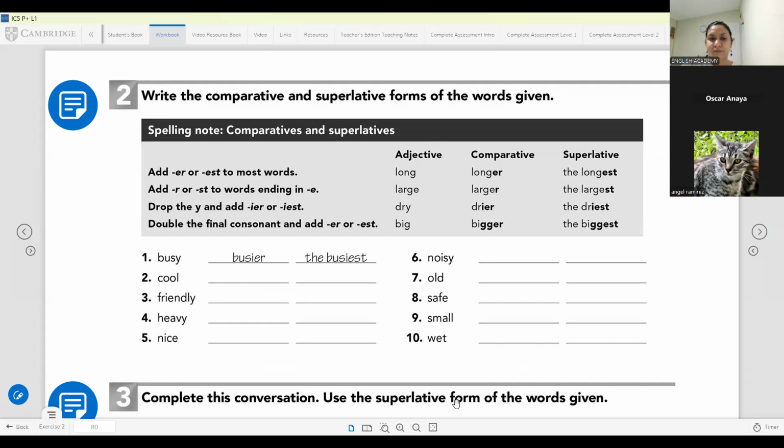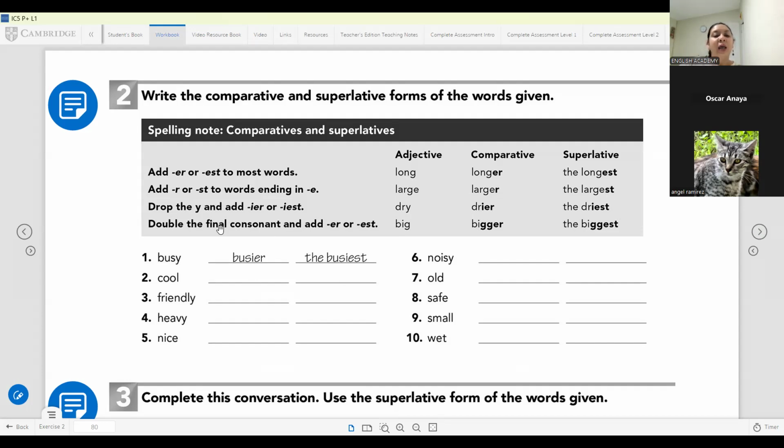I know how to use this, adding a double G, for example, instead. When it's one syllable, well, here we have the rules. We add er or est to the majority of the words, most words. We add r or st to words ending in e. Because it's already the e, we just add the r: larger, or in the superlative, largest. But if the adjective ends in y, we drop the y and we write ier, or iest if it's superlative.